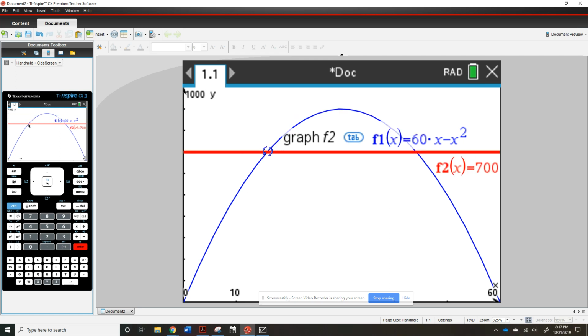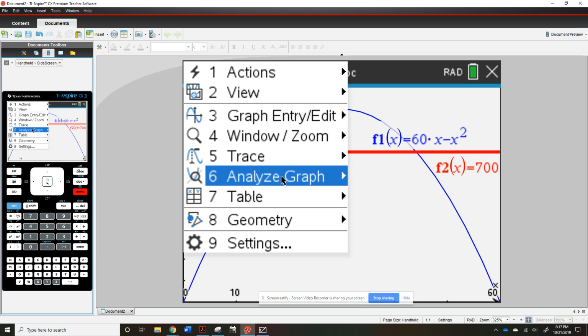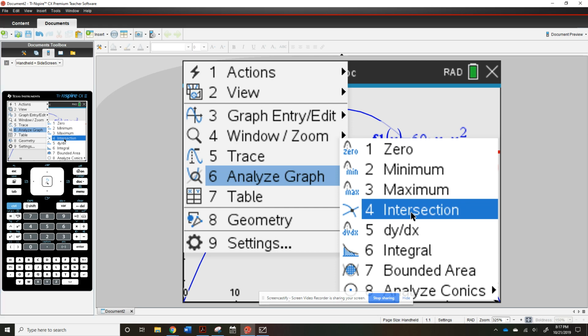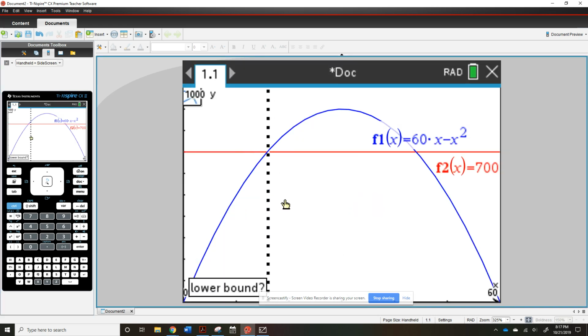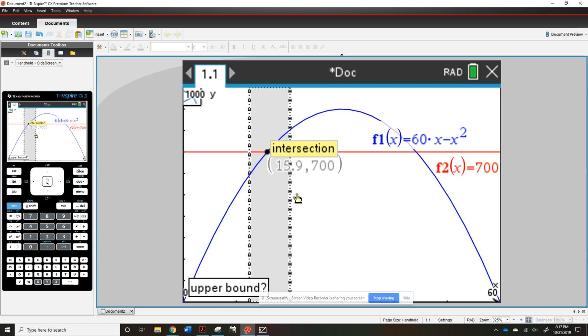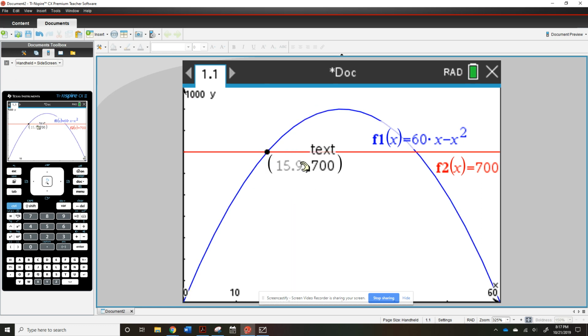Now we need to find where those two graphs intersect each other, where the 700 line and the parabola intersect each other. So to find the intersection, you do Menu, Analyze the Graph, and choose Intersection. And this little dotted line is asking us to move to the intersection. Move, it says lower, but it really wants left. Move to the left of the intersection. Now move to the right, and it'll tell you where the intersection is. So at 15.9 feet long, we have an area of 700.